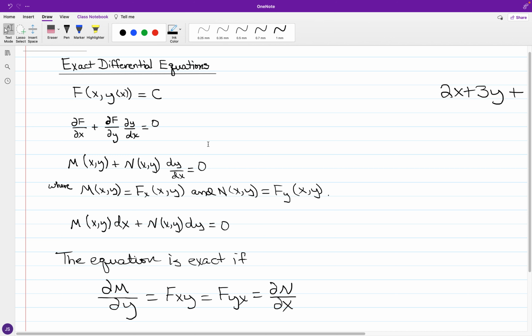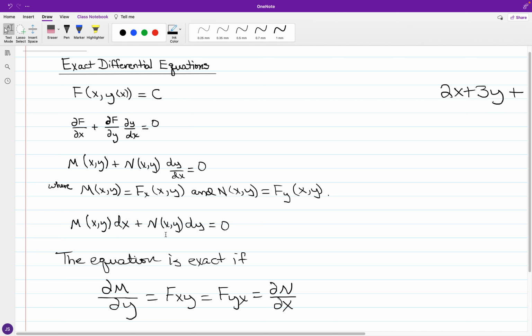Now I'll rewrite this, and I'll get into some specific cases. Let m be the partial derivative in x of f(x, y), and let n be the partial derivative in y of the function f(x, y). Here we have m plus n dy over dx equal to 0. Another way to write this is to multiply the equation by dx, and you have m of x and y dx plus n of x and y dy equal to 0.